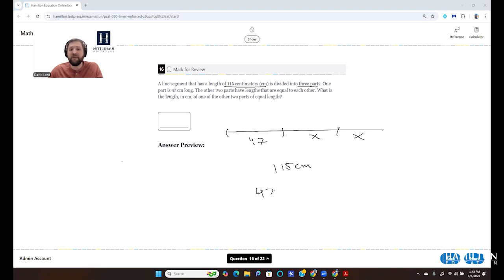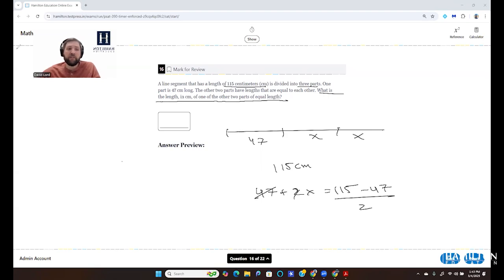So already you might be thinking 47 plus 2x is equal to 115. Well, let's keep reading. What is the length of one of the 2 other parts? So we don't need to find the whole length of both parts, just find basically what x is. So 115 minus 47, and then dividing it by 2. All right, so let's set it up. First off, we subtract 47 from both sides, and then we will divide by 2.